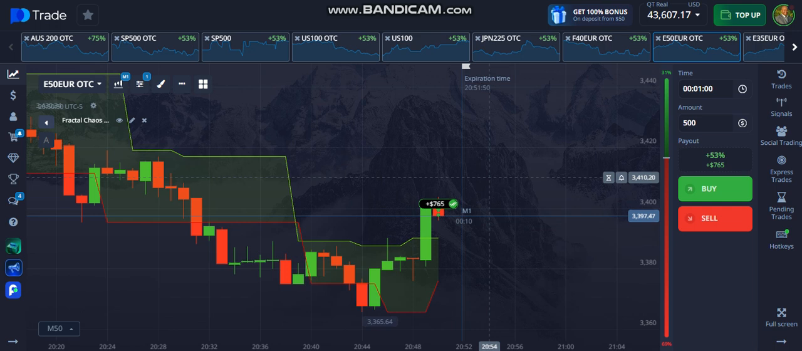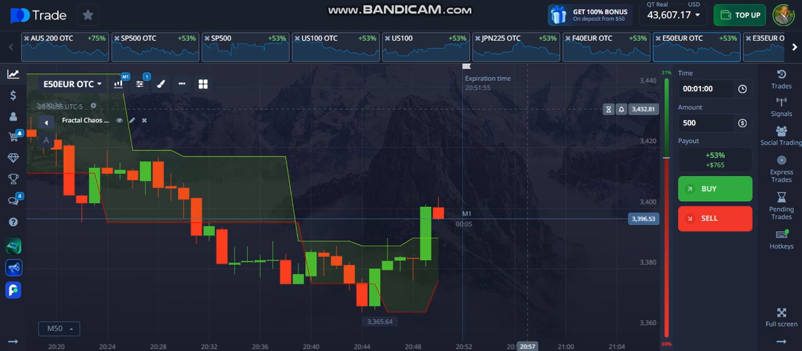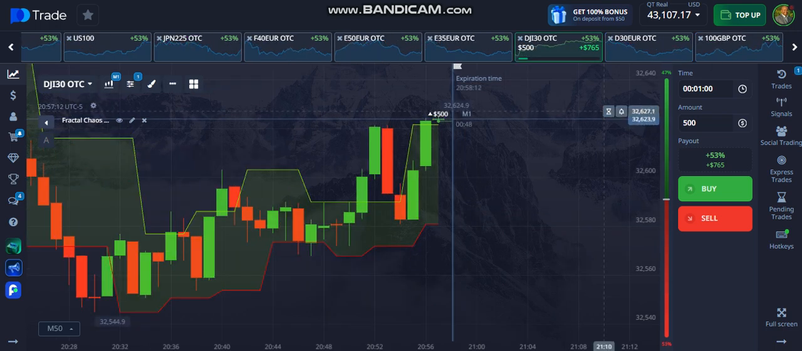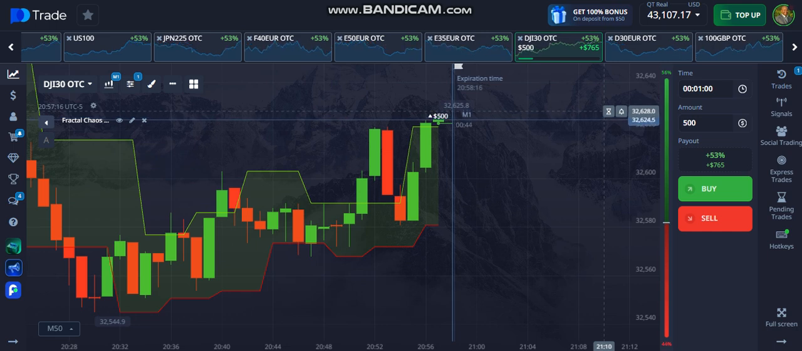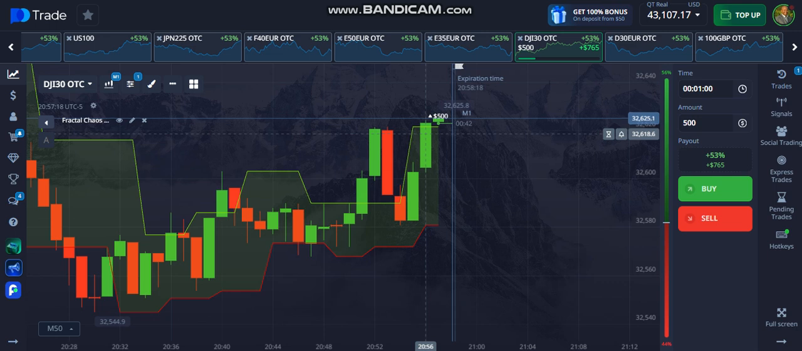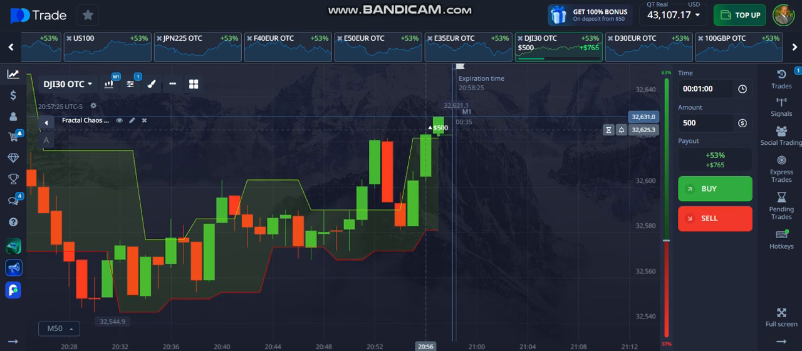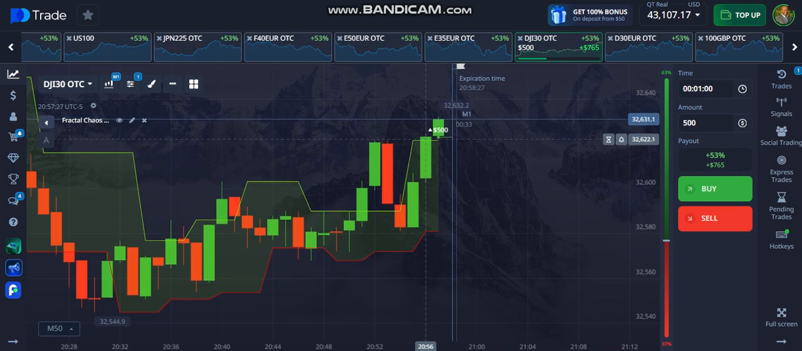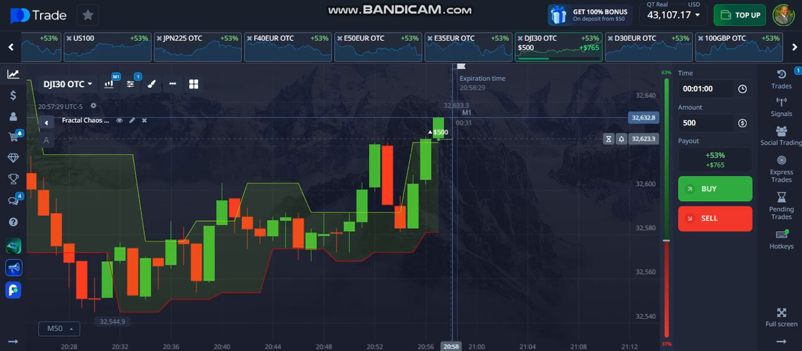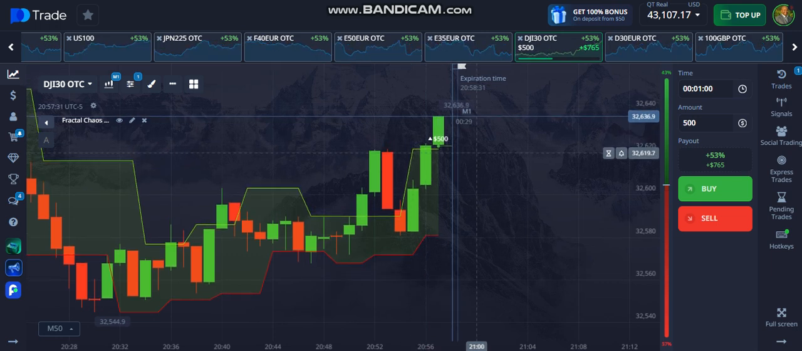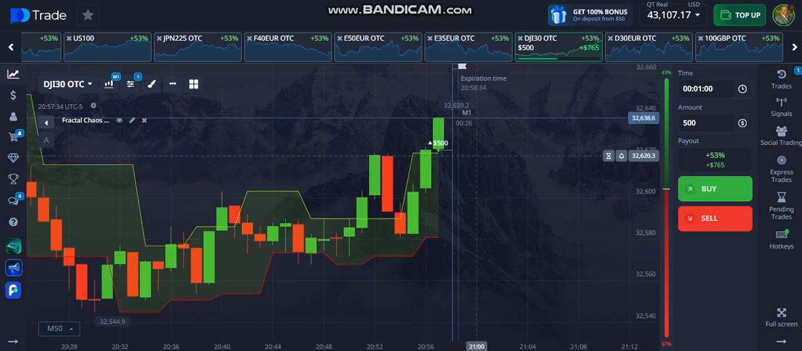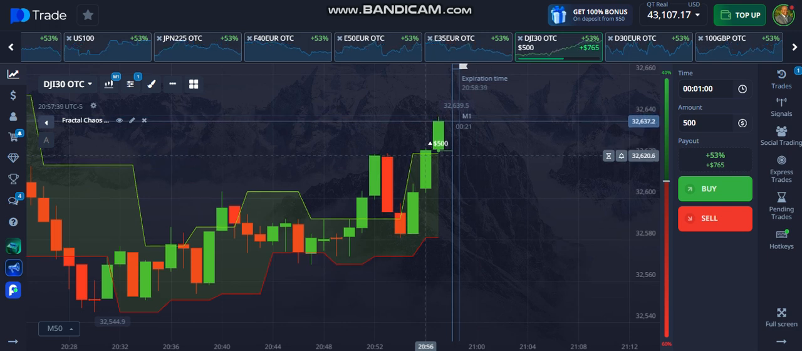Okay. So let me pause the video and look for one more setup. Okay, so I'm on the Dow Jones Industrial 30 stock index, and I just took a buy trade. The reason I took the buy trade is, as you see here, the previous green candle closed right outside the Fractal Chaos band line, the green band line. And so that's suggesting a bullish movement to the upside. And so that's why I took the trade.